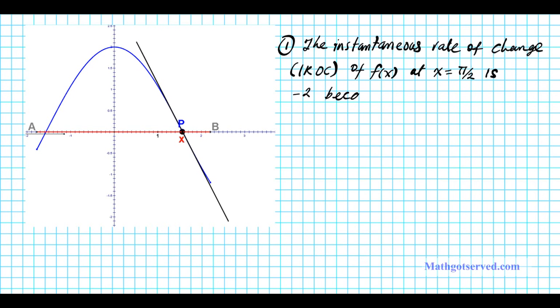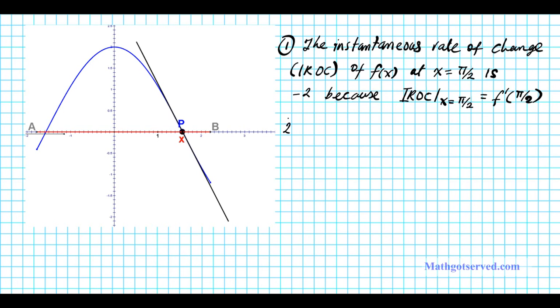Why? Because the instantaneous rate of change, the IROC at x equals pi over 2, is the same thing as the derivative at pi over 2. They mean the same thing. Okay, this is IROC right here. Instantaneous rate of change at a particular x value is the same thing as the derivative. Okay, keep that in mind.